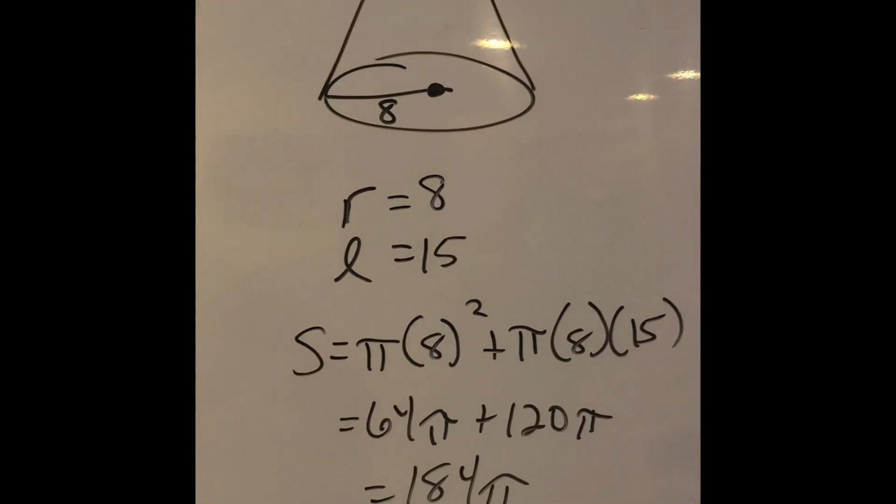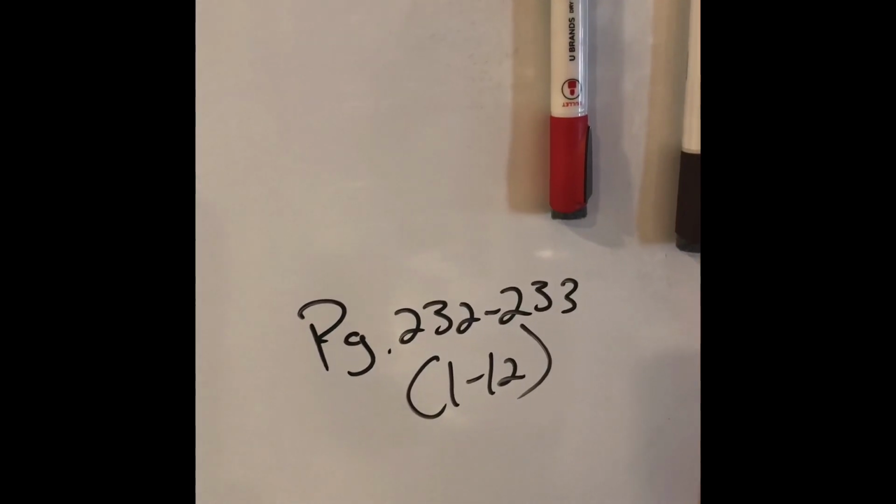So what you've got to do is a few of these problems. Pyramids, cones, they're not that bad. Surface area, pages 232, 233 in the packet, 1 to 12.